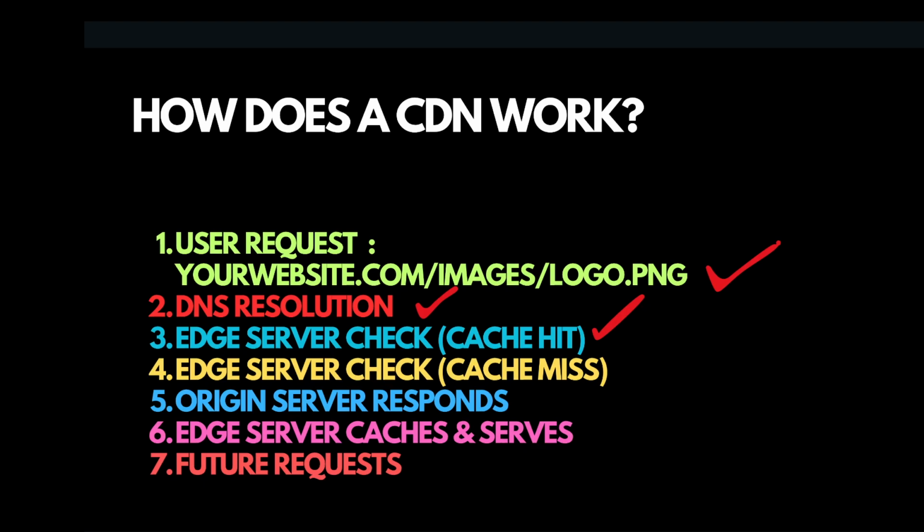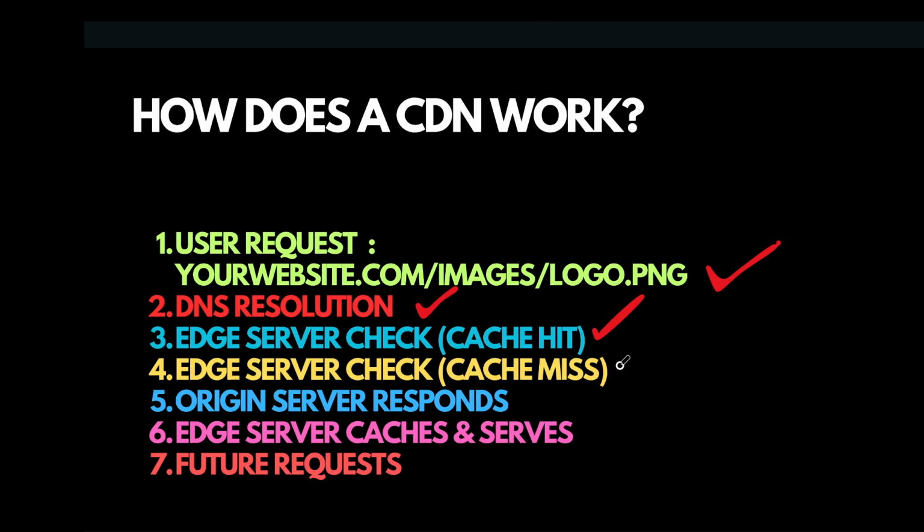Edge server check. If we have a cache hit, the user request goes to this nearest CDN server. If the edge server already has this logo.png image in its cache, we call this a cache hit. It serves the image directly to the user, which is lightning fast.